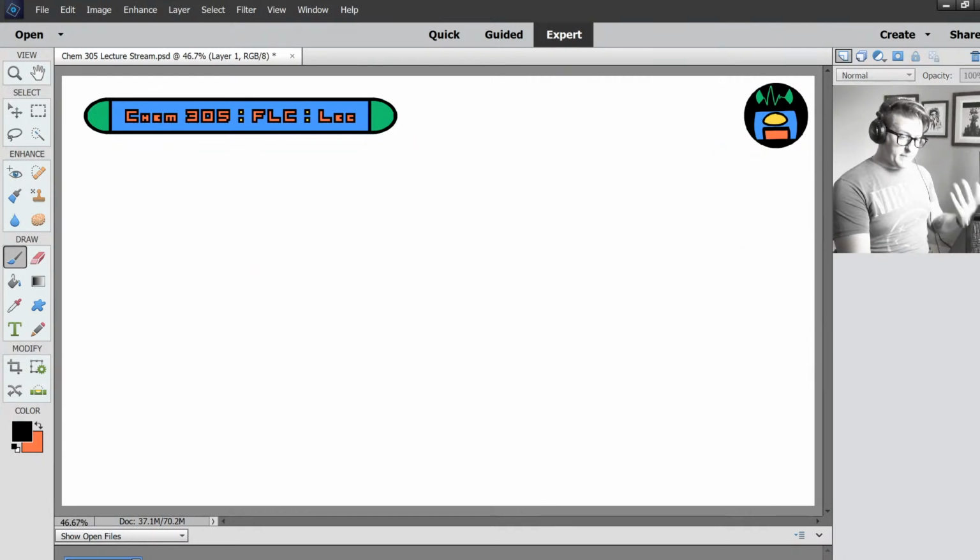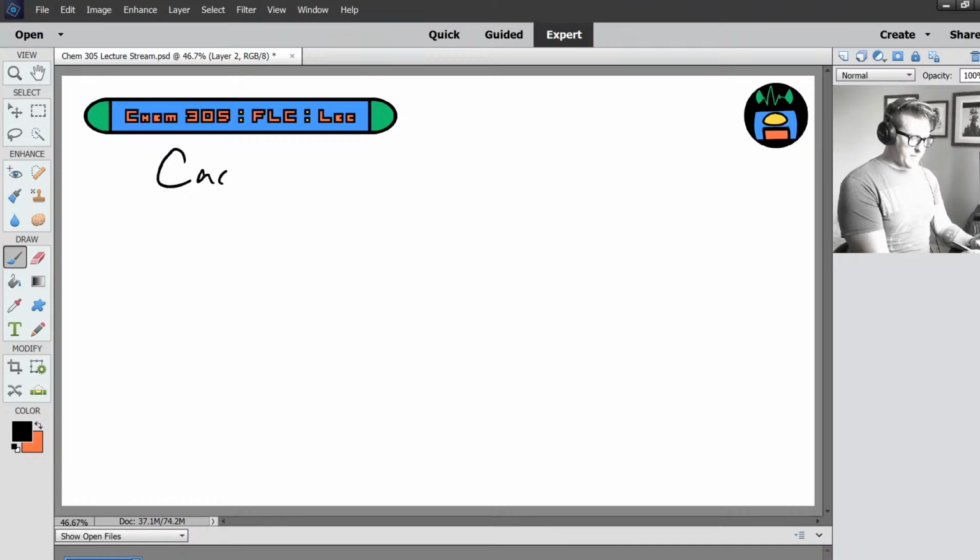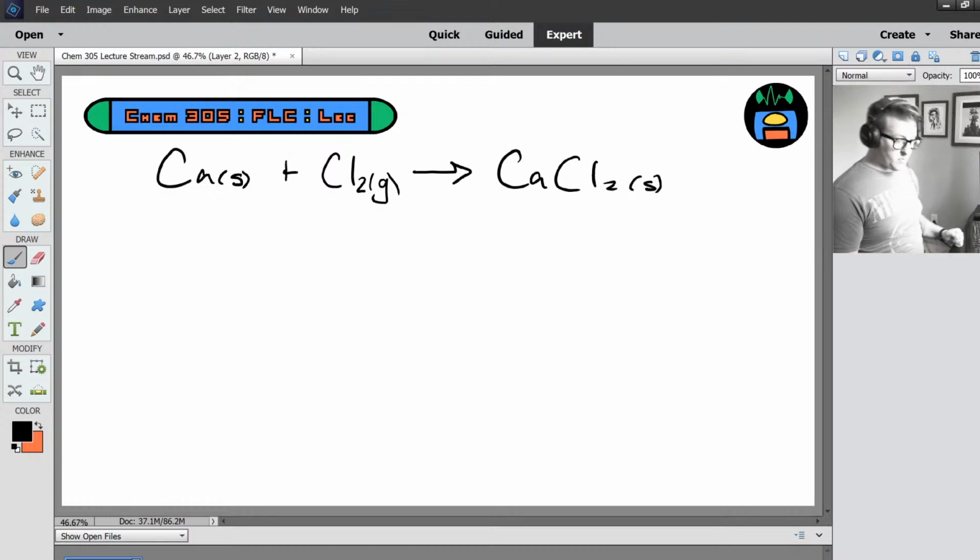Well, I want you to consider this reaction, the reaction between solid calcium metal and chlorine, Cl2. Sorry, that should be Cl2. These two react to make calcium chloride, which is a solid. This is a combination reaction, right? We've got two things reacting, combining into one big thing. They form kind of like Voltron.